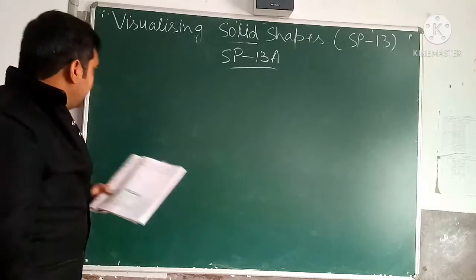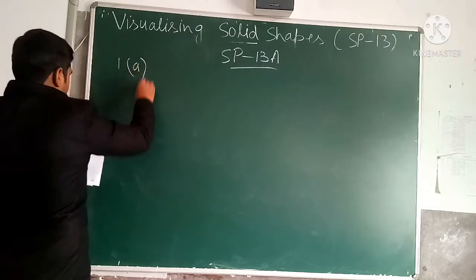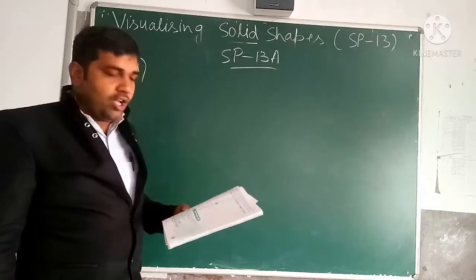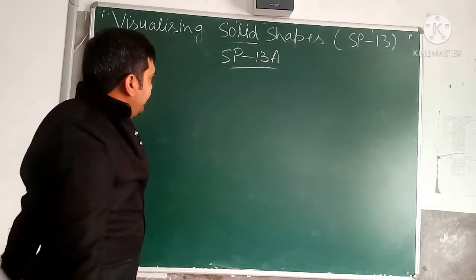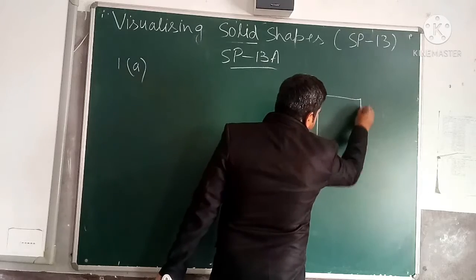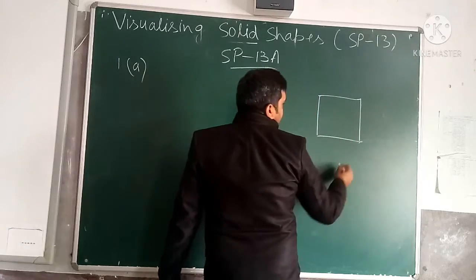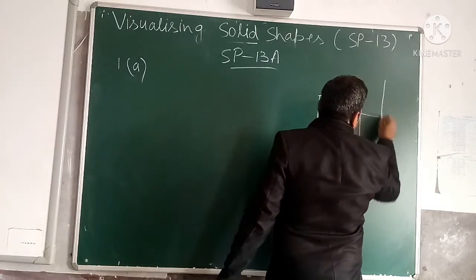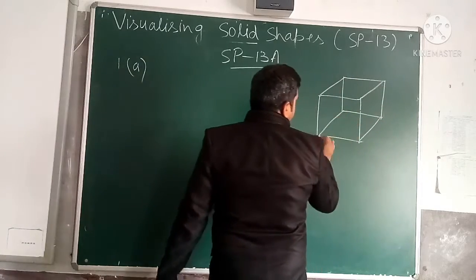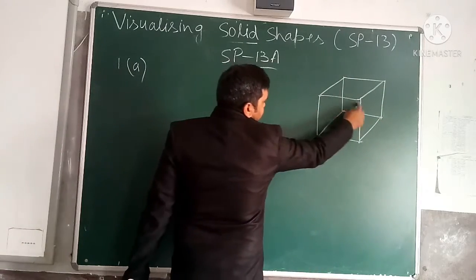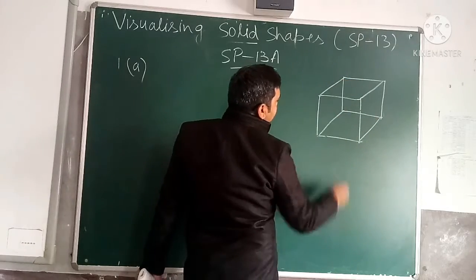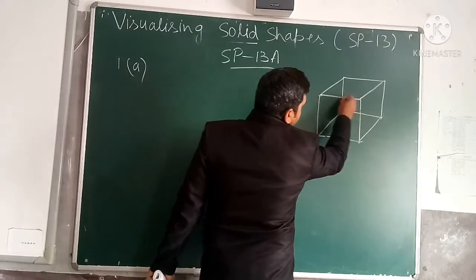See question number 1, fill in the blanks. A. The common portion of two adjacent faces of a cuboid is called an edge. The common portion of two adjacent faces is called an edge, as we have drawn here. See, where this square is meeting this square, where this wall is meeting the ceiling, this common portion is called an edge.